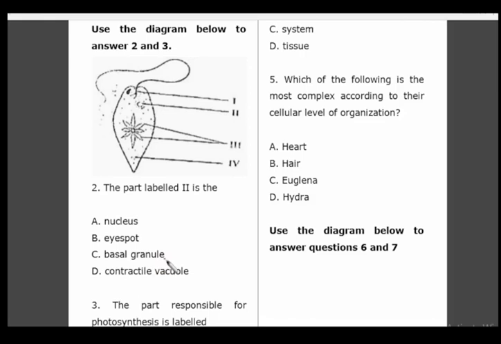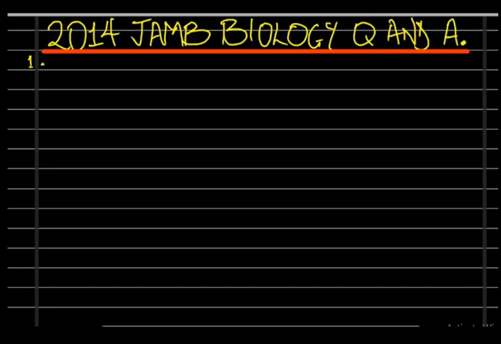If you look at all of the parts that are labeled there, let me just mention them. The part labeled 1 is the eye spot. The part labeled 2 is the nucleus. The part labeled 3 is where we have the contractile vacuole. And the part labeled 4 is the chloroplast. So the answer to question 2, the part labeled 2, is the nucleus. That is our answer, option A.